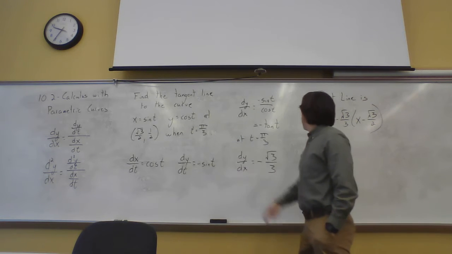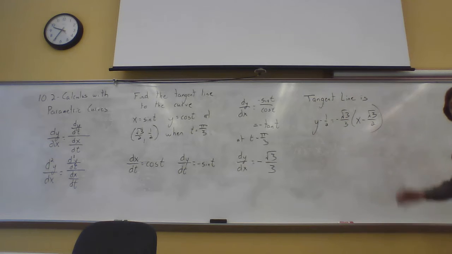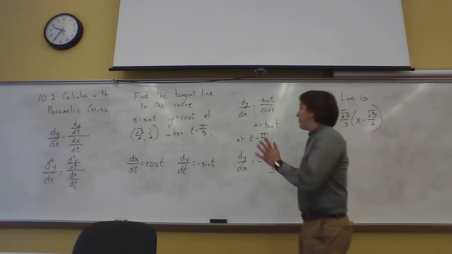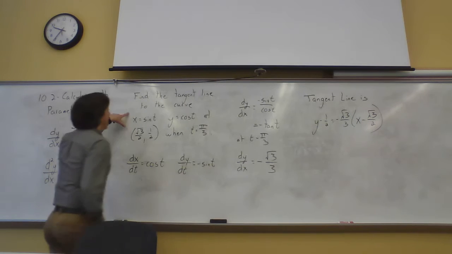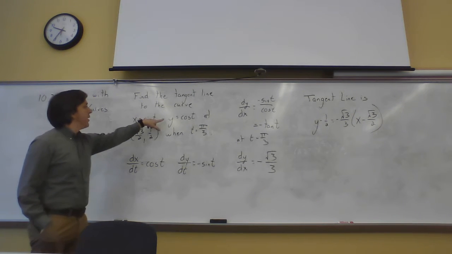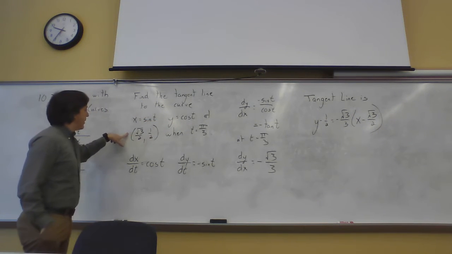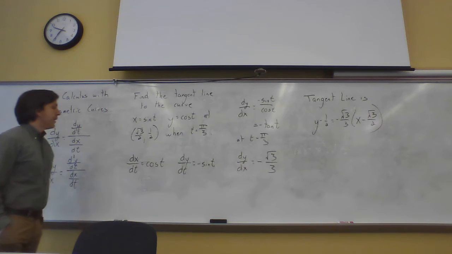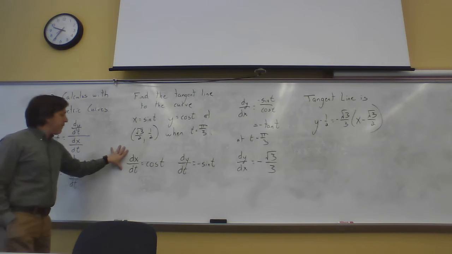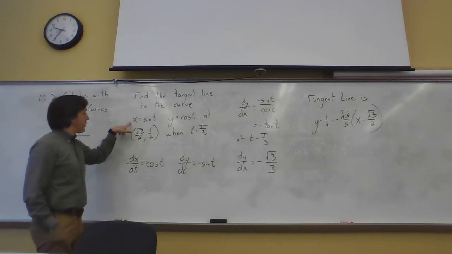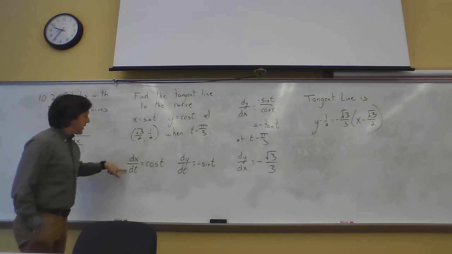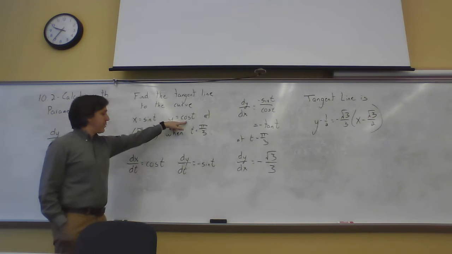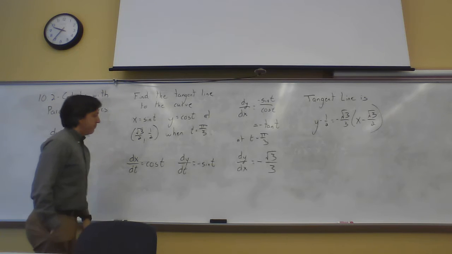All right. So let's do this lovely little problem that takes up all this space. It's actually not bad. Find the tangent line to the curve x equals sine t, y equals cosine t at the point square root of 3 over 2, 1/2, when t is pi over 3. So the first thing I did is I just went ahead and took those two derivatives of x and y. dx/dt is the derivative of sine, which is cosine, and for cosine, its derivative is negative sine.